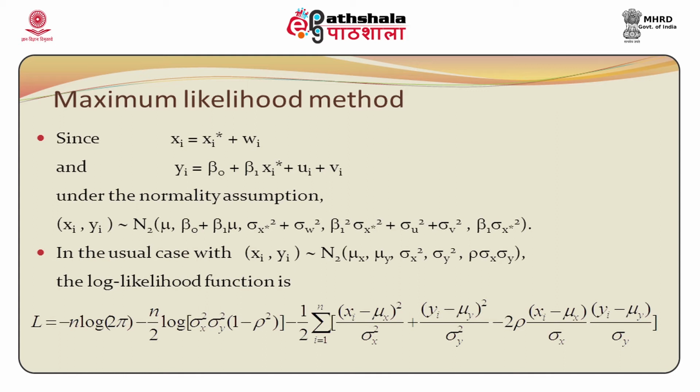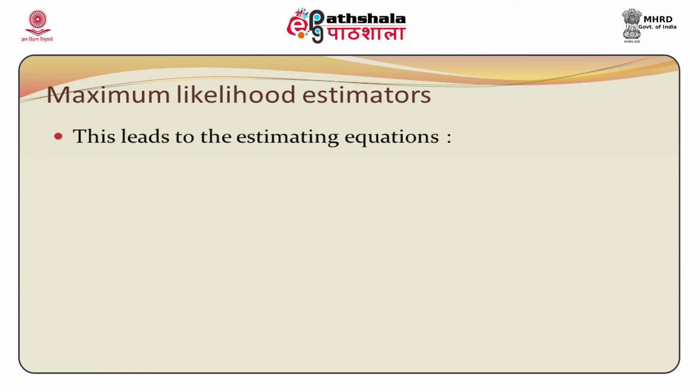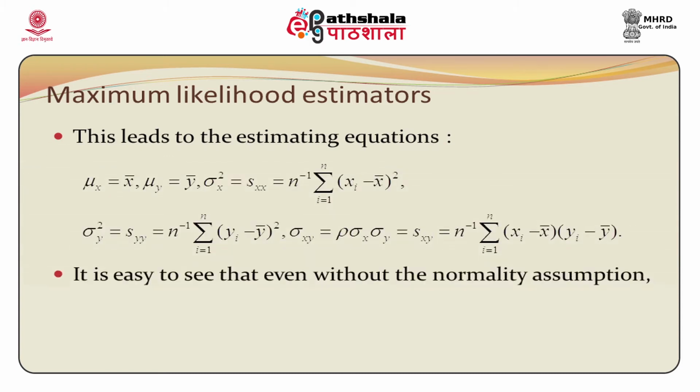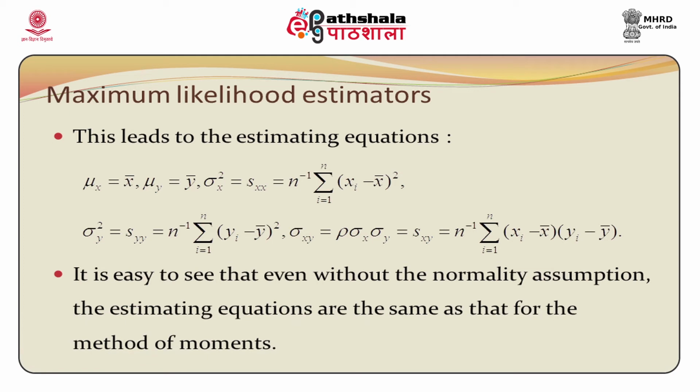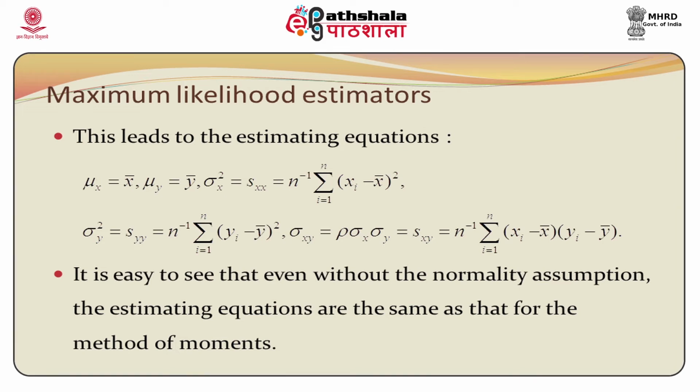And by standard procedures, you know that the ML estimates would come out as mu hat x would be x bar, mu hat y would be y bar, which are the sample means of x and y respectively. Sigma x square would be the sample variance for x, SXX, sigma y square would be the sample variance of y, which is SYY, and sigma xy would be the sample covariance SXY. Remember that SXX and SYY as well as SXY all will have a denominator of n. So, it is divided by n and not by n minus 1.